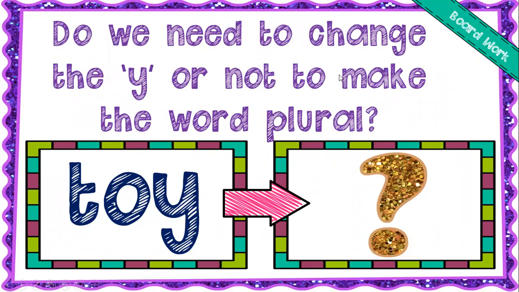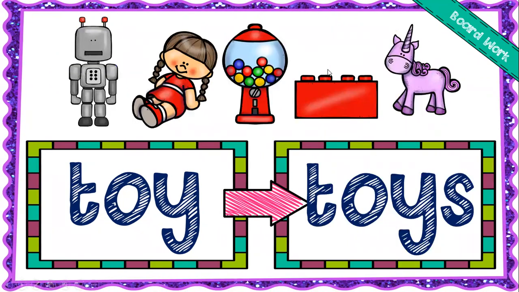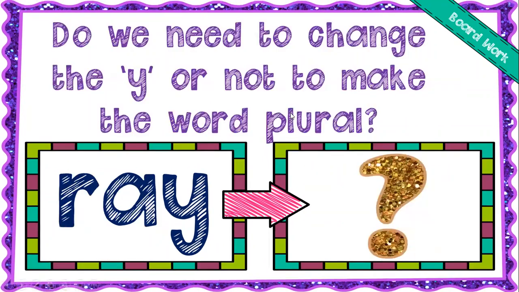Now, do we need to change the Y or not to make the word toy plural? Look at the word toy. Here you have a vowel and a Y at the end of the word. So when you have a vowel and a Y, you do not need to drop the Y and add IES. You just add an S. So the word toy becomes toys because the word ends in a vowel and a Y.